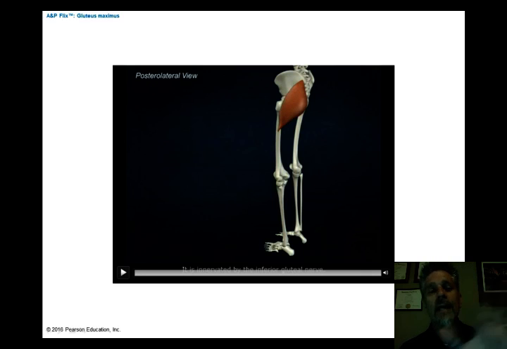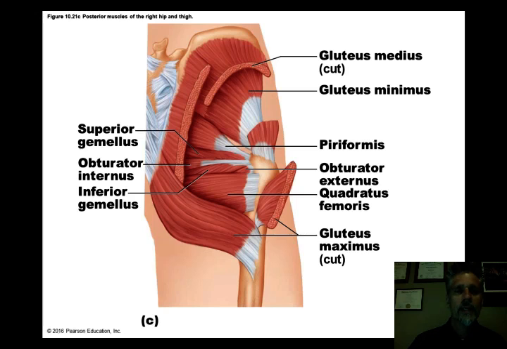So you can see with that angle of the fibers, not only are we getting, like we saw, extension, but you're getting some lateral rotation. And we can see some of our deep hip muscles. A lot of times when people are working out or running, they'll talk about some of these, piriformis. I had a problem with that, piriformis syndrome.